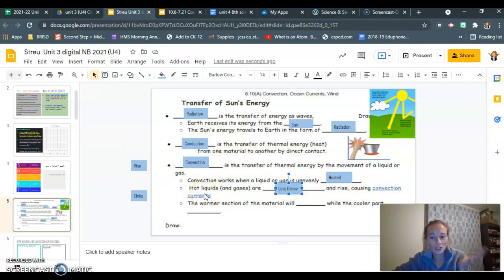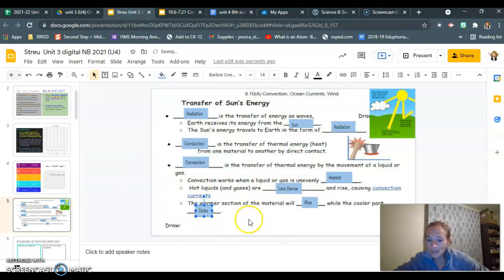Hopefully you figured that out yesterday when we did our little experiment, okay? Hot liquids and gases are less dense and they rise. That should make sense because we know that less dense molecules are not as packed together. So they're out here, fluffy clouds rising. The warmer section of the material will rise while the cooler section sinks.